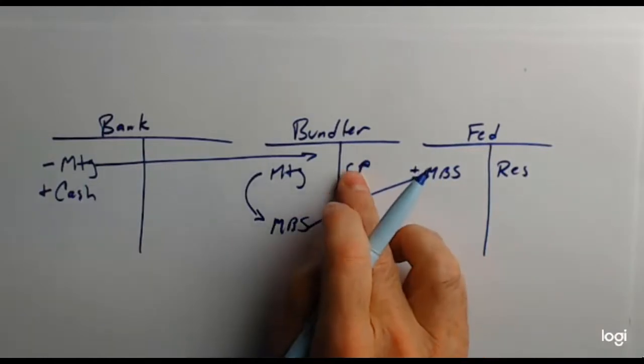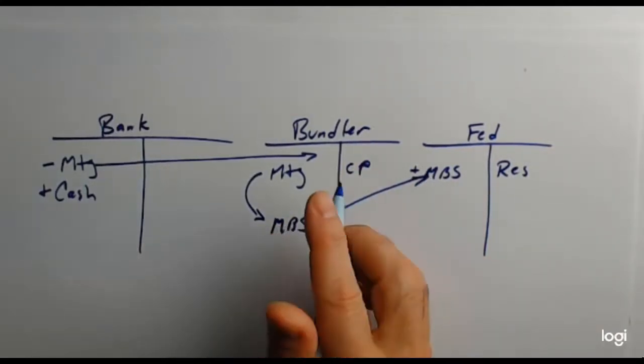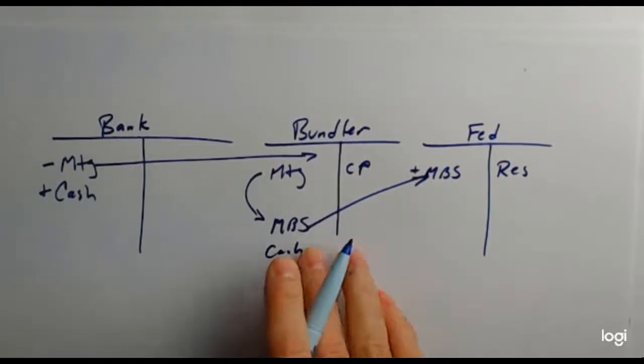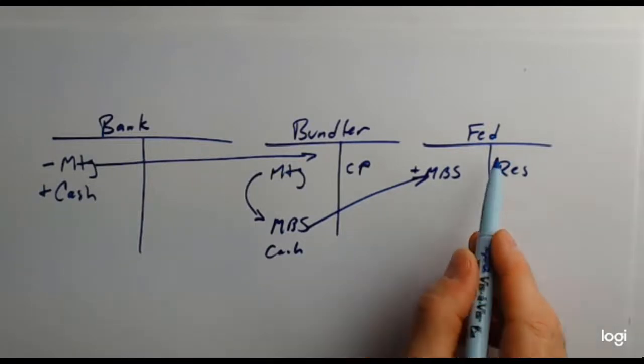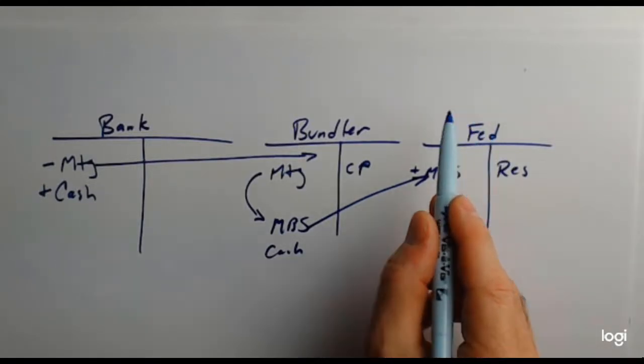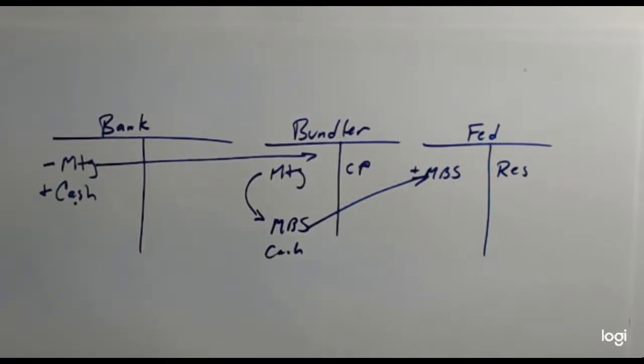And then the bundler pays off the commercial paper with the cash it got from the mortgage-backed securities. And the whole process starts over again. So, as you can see, the Fed's purchases translate into cash at the bank and then to households eventually.